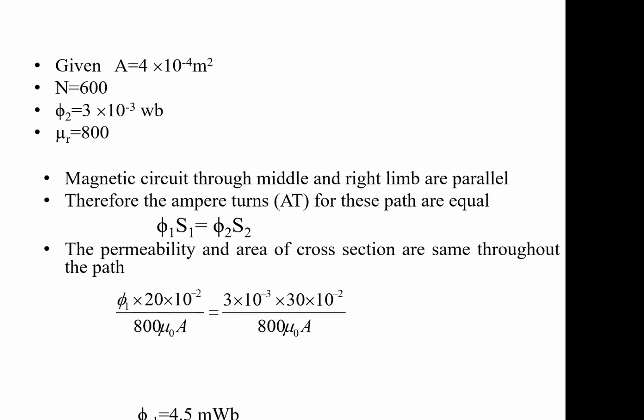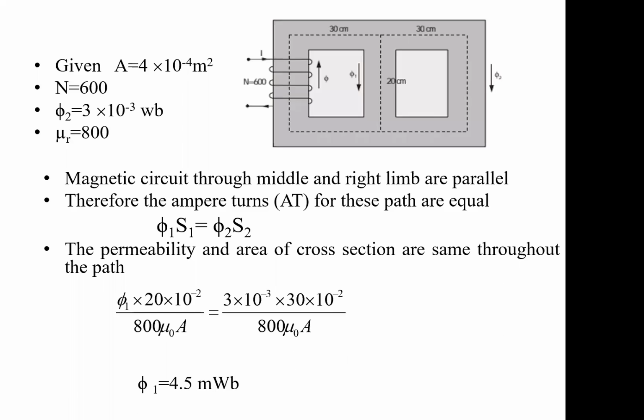Magnetic circuit through middle and right limb are parallel. Therefore, ampere turns for these paths are equal. That is, phi1 S1 is equal to phi2 S2. Permeability and area of cross section are same throughout the path. So on substitution, we get phi1 is equal to 4.5 milliweber. What is the substitution? That is what I want you to tell the class.